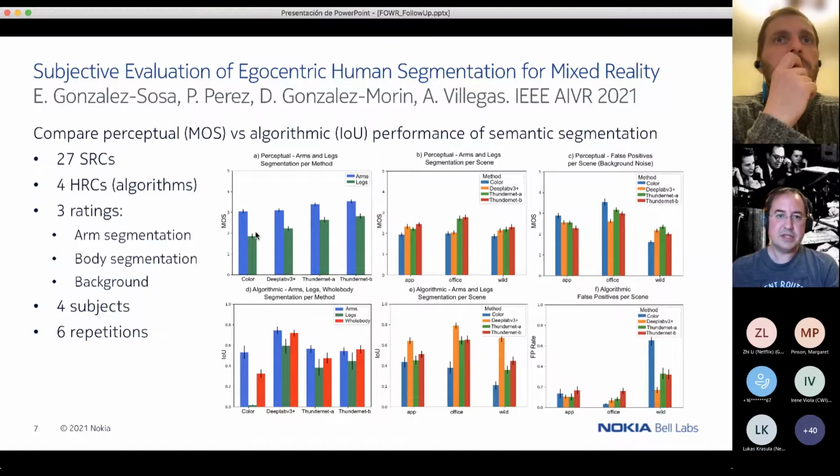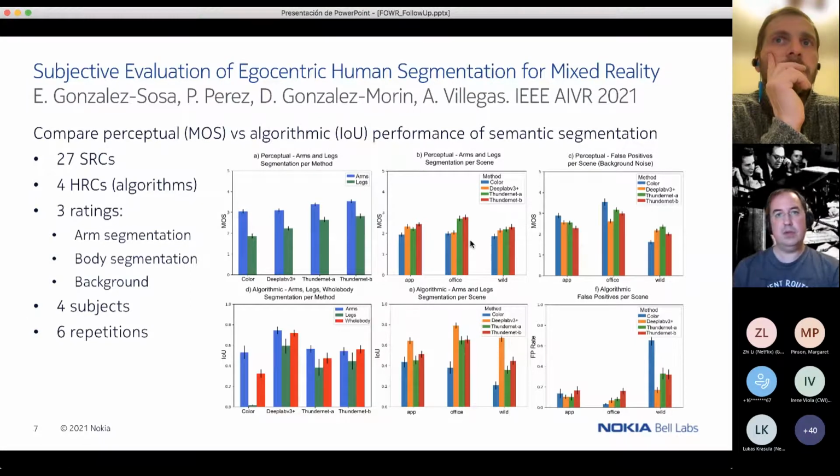So this top row is the result of the perceptual test. The bottom row is the algorithmic scores. It has allowed us to complement the results from the algorithms and see that some methods that according to the algorithms apparently work better do not perceptually. So it has allowed us to progress in the selection of the algorithms that we are using for our research and for developing our system.